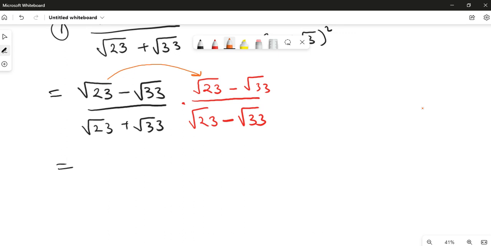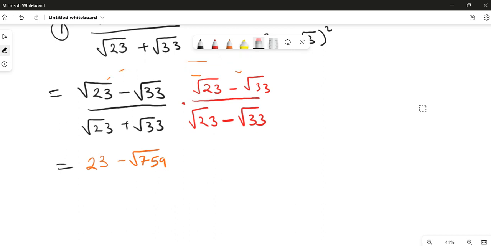Square root of 23 times the square root of 23, that gives us 23. The square root of 23 times the square root of negative 33, we get negative, and so 23 times 33 gives 759, the square root of 759.